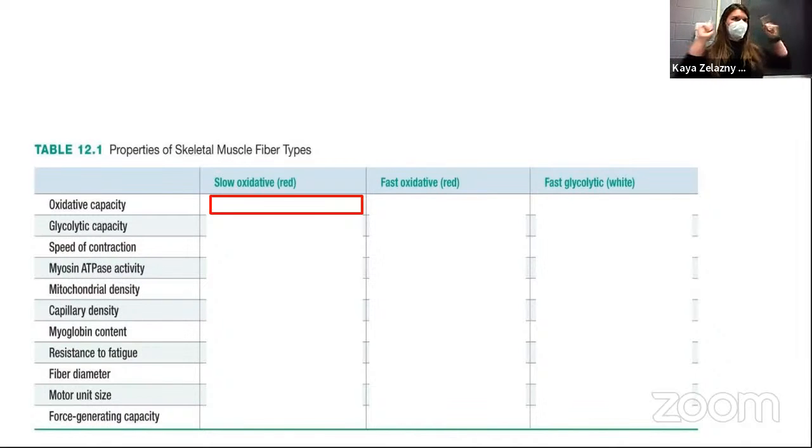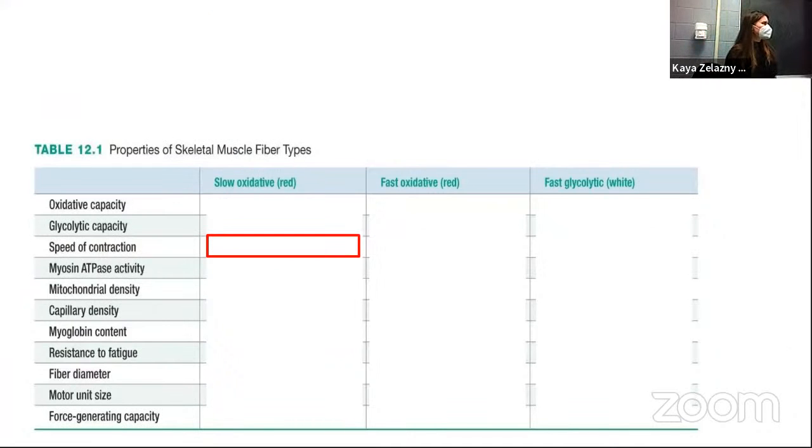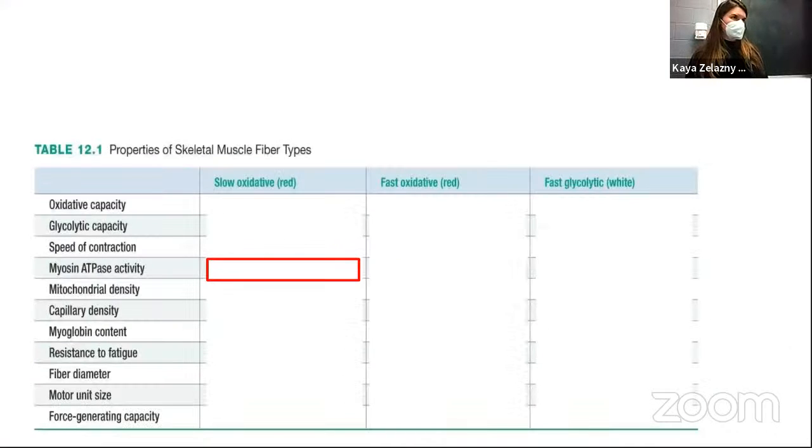All right, high or low? Great. Okay. Now next one, glycolytic capacity, high or low? Yes, low, great. Okay. Speed of contraction. Perfect. Myosin ATPase activity. Go. Yeah, low. All right, it's low, so that's why this is slow. Okay.